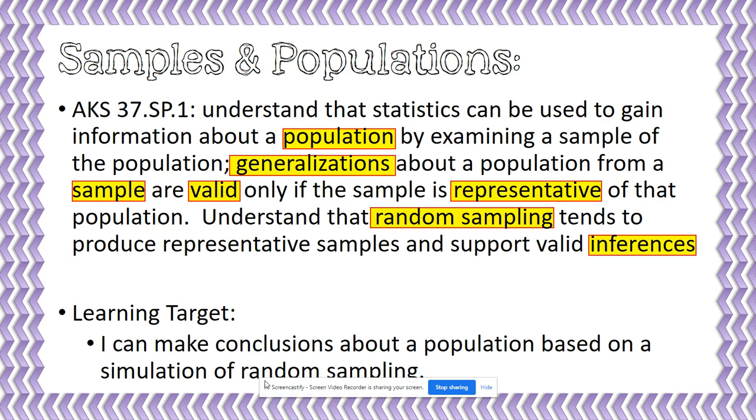Today, we are going to focus on AKS 37, which discusses samples and populations. We are going to understand that statistics can be used to gain information about a population by examining a sample of the population. We are also going to learn that generalizations about a population from a sample are valid only if the sample is representative of that population. Finally, we will understand that random sampling tends to produce representative samples and support valid inferences.